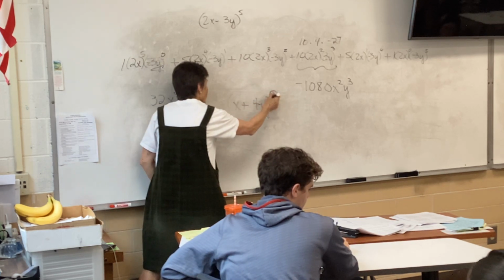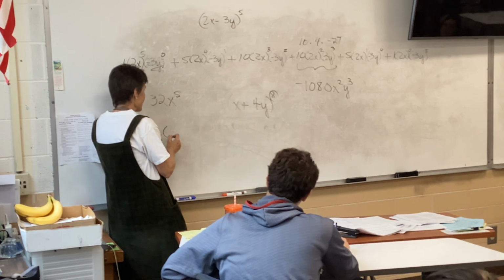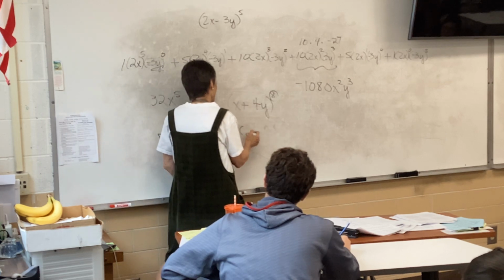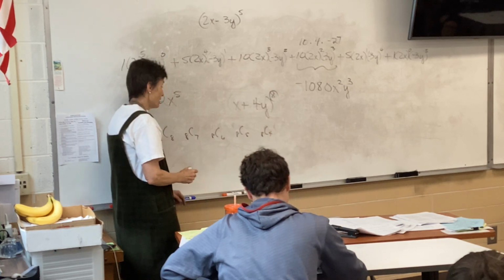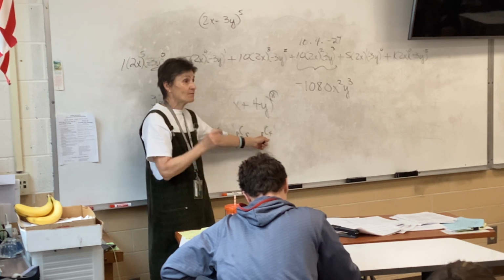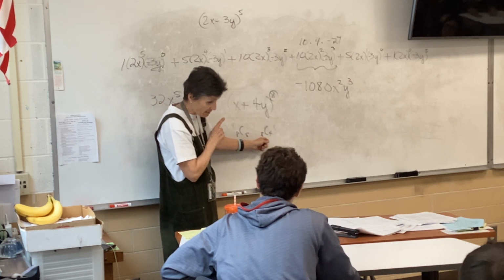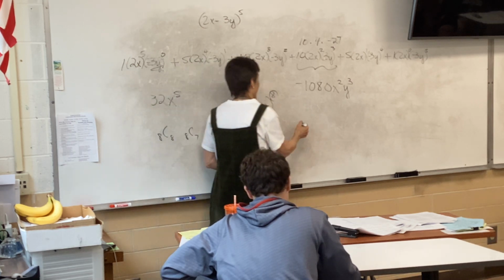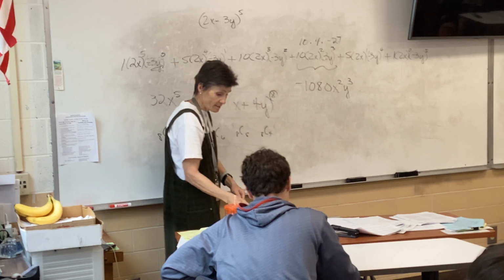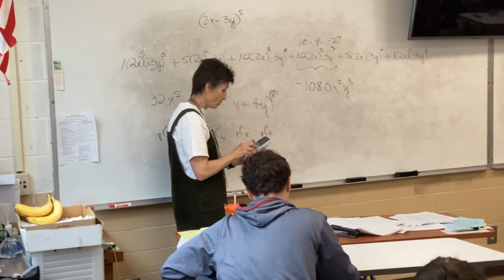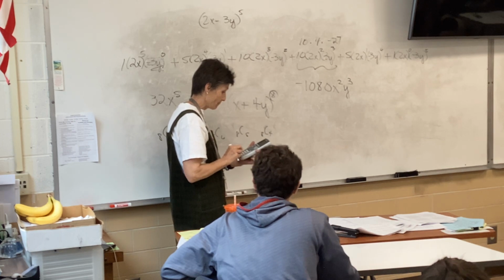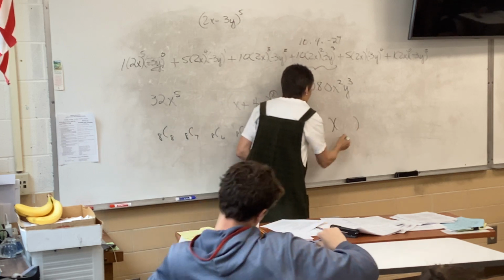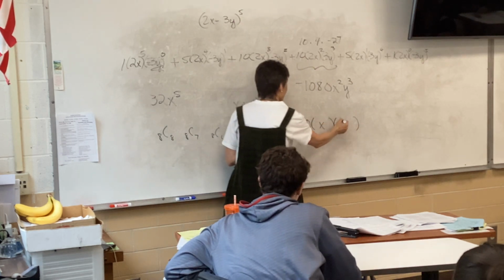So in the 8th row, the first number is 8C8. And the second number is 8C7, 8C6, 8C5, 8C4. So 1, 2, 3, 4, 5, the 5th number, because this question says I want the 5th term, the 5th number in that row is 8C4. So whatever 8C4 is, that is my coefficient. 70. So my coefficient is 70. Next to the 70, I have an x and a 4y.